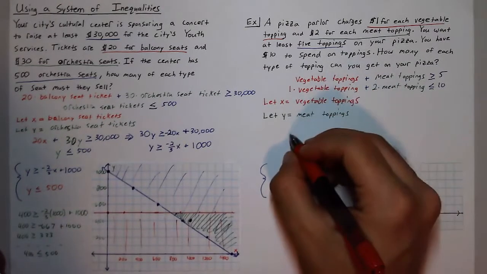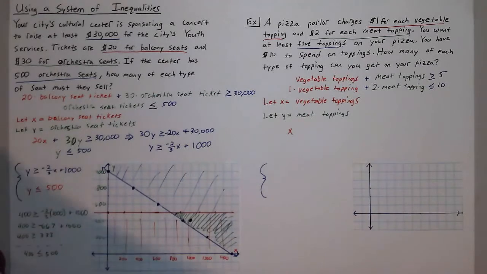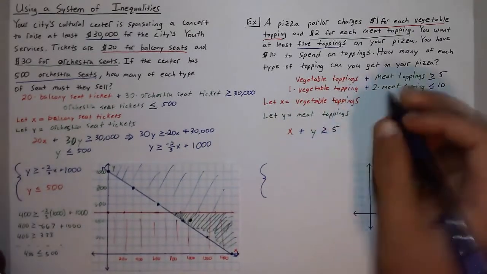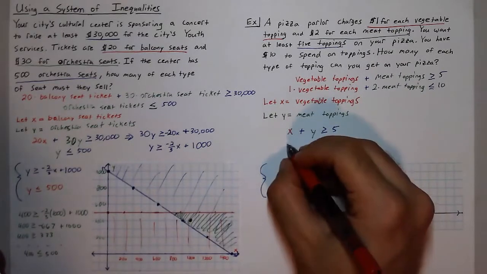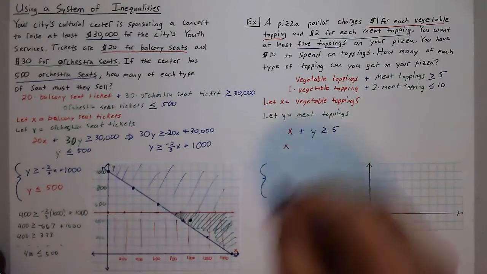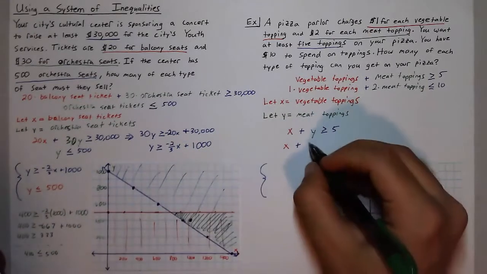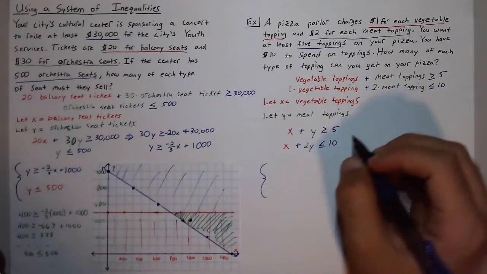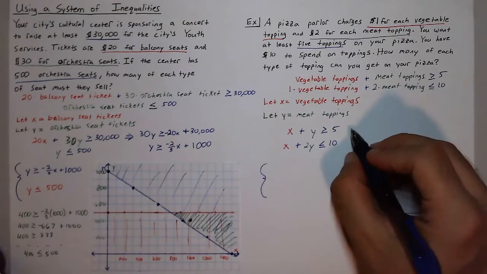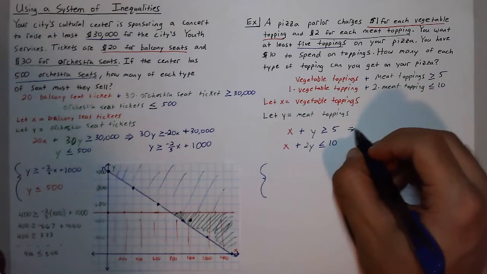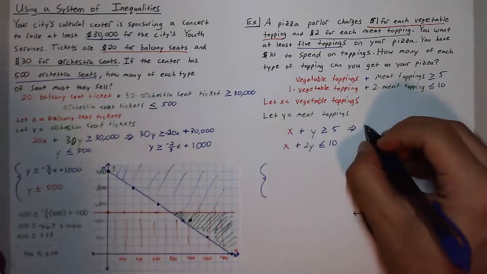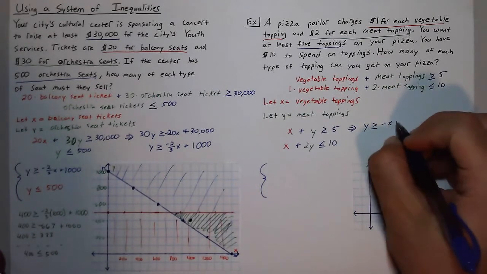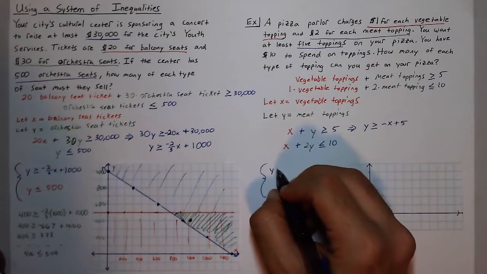I'll have x plus y is greater than or equal to 5. And then I'll have x plus 2y is less than or equal to 10. Now these aren't in slope-intercept form, but that only takes a step. So if I were to subtract x, I'll get y is greater than or equal to negative x plus 5, which is now in slope-intercept form.